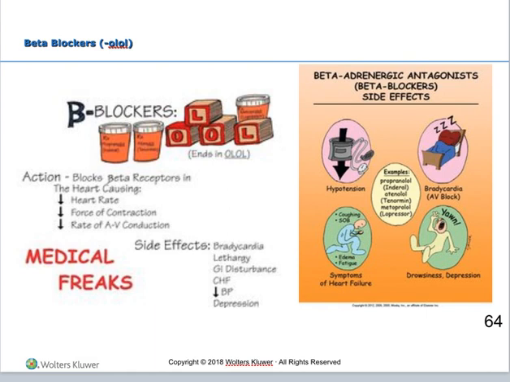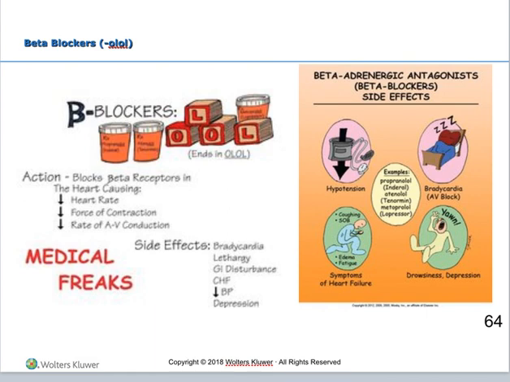Before we give a beta blocker, we want to assess the apical heart rate and the blood pressure, because beta blockers will slow the heart rate and lower the blood pressure. After we give a beta blocker, you want to assess for a decreased pulse rate. They should have decreased cardiac output and a decreased blood pressure.